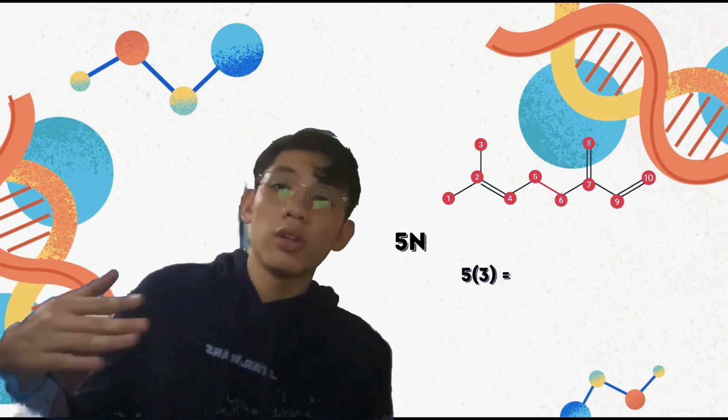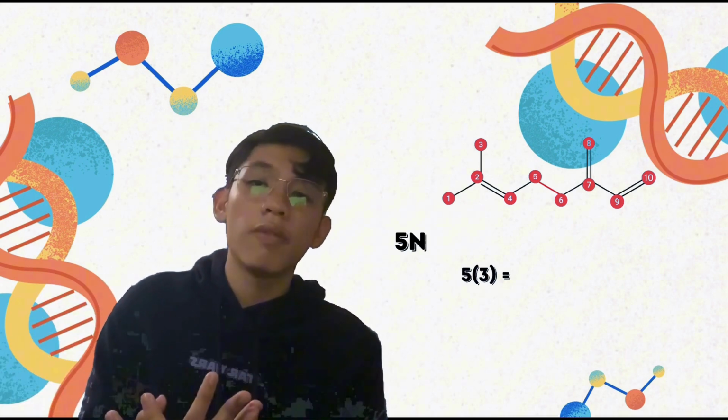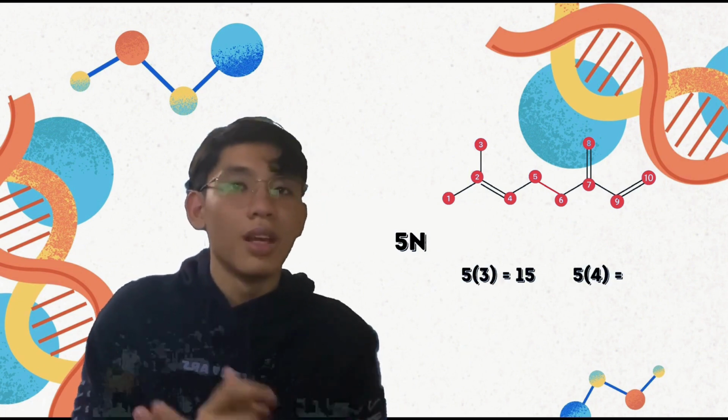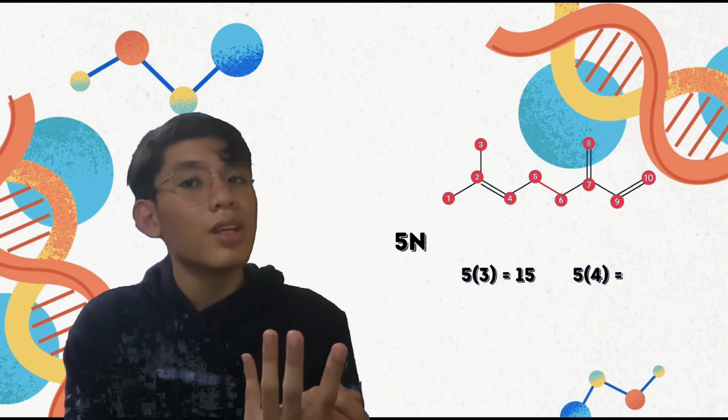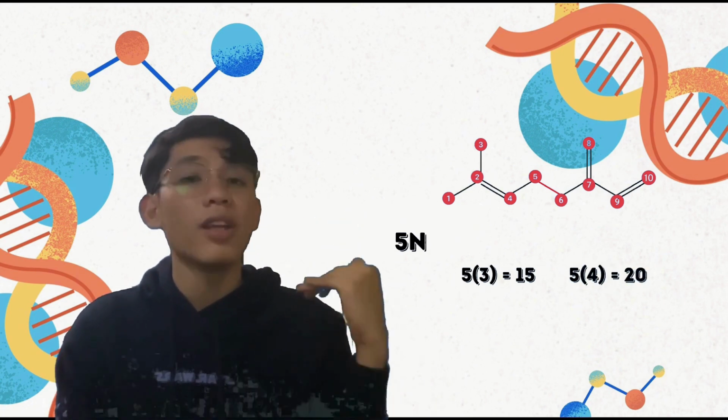And with the 5N rule, if sesquiterpenes have 3 isoprene units, then they have, what, 3? 15 carbon atoms. If diterpenes have 4 isoprene units, they have, how many? 20 carbon atoms, and so on and so forth.